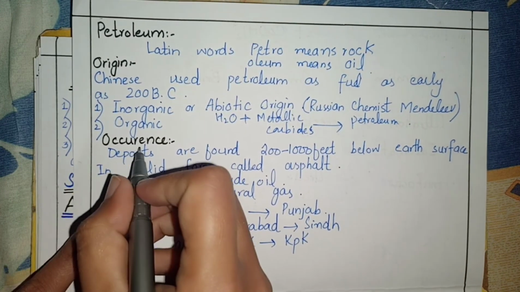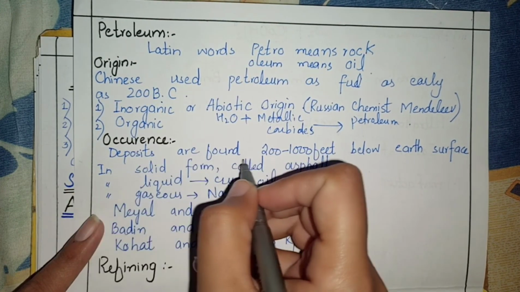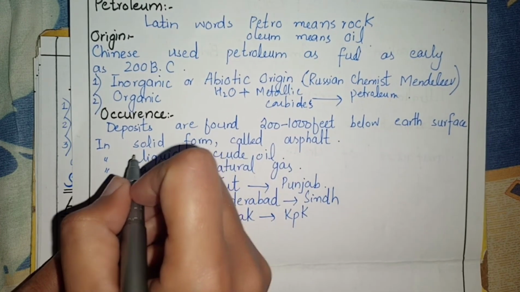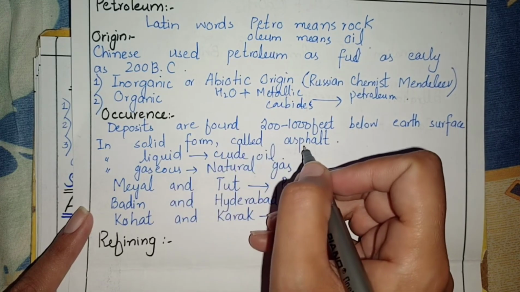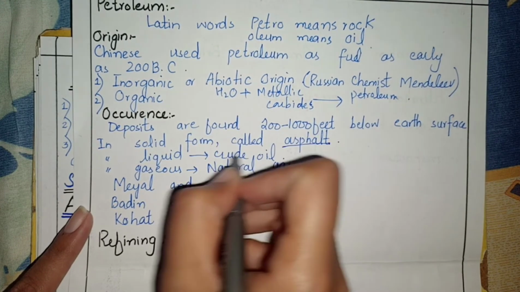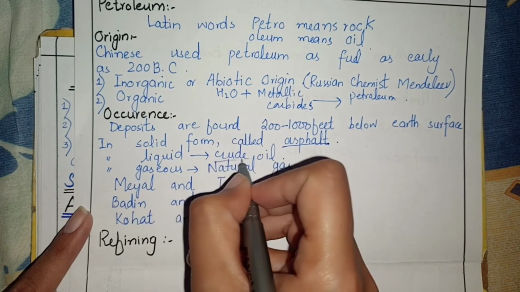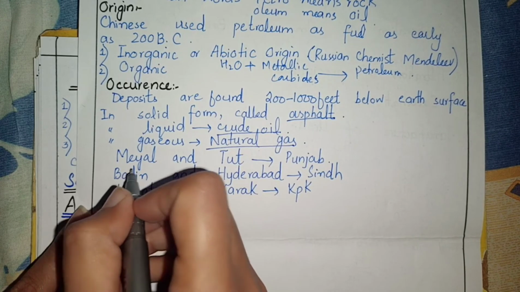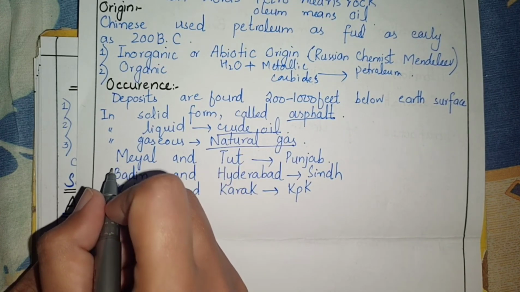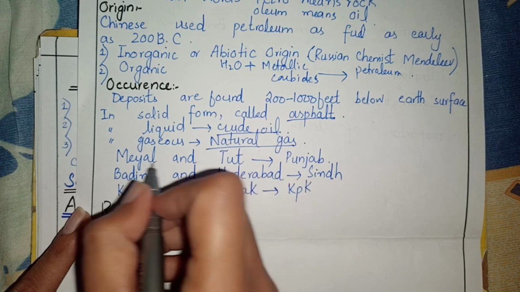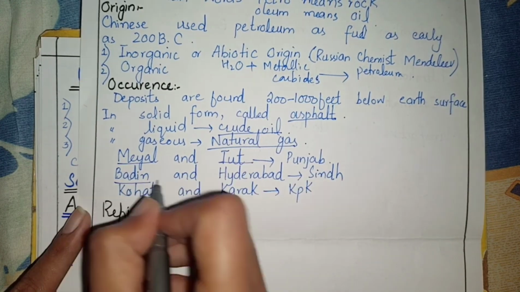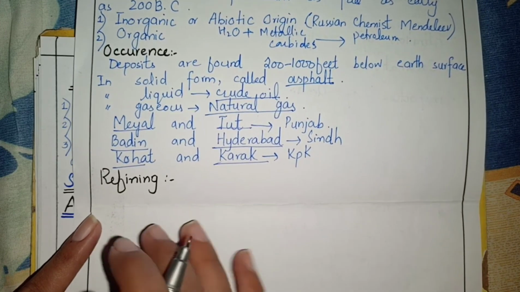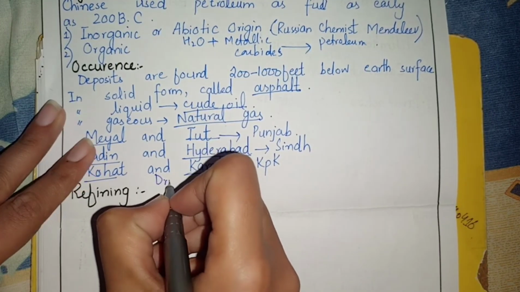Now, petroleum deposits are found 200 to 1000 feet below the earth's surface. In solid form, it is called asphalt. In liquid form, it is called crude oil, while in gaseous form, it is called natural gas. In Pakistan, the reservoirs of petroleum are in Mial and Tut, Punjab, Badin and Hyderabad, Sindh, Kohat and Karak, KPK. After that, drilling of petroleum.